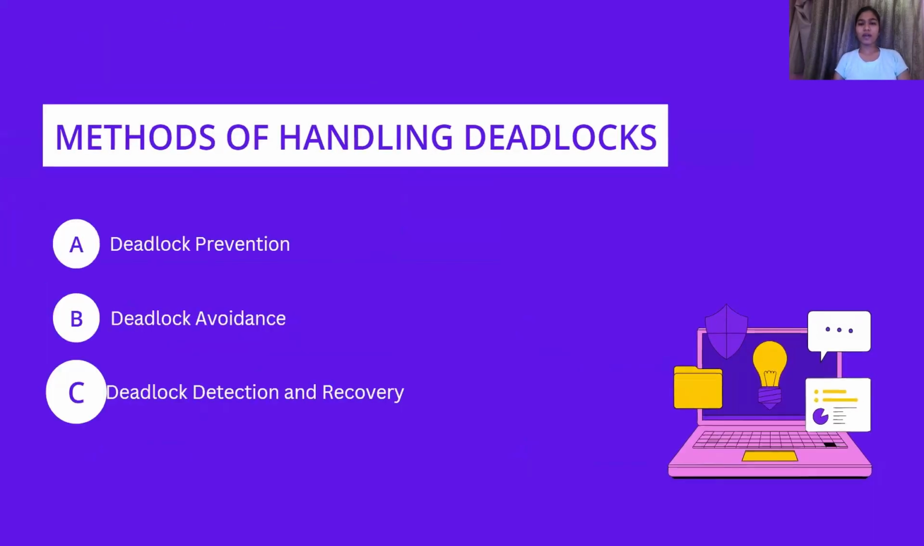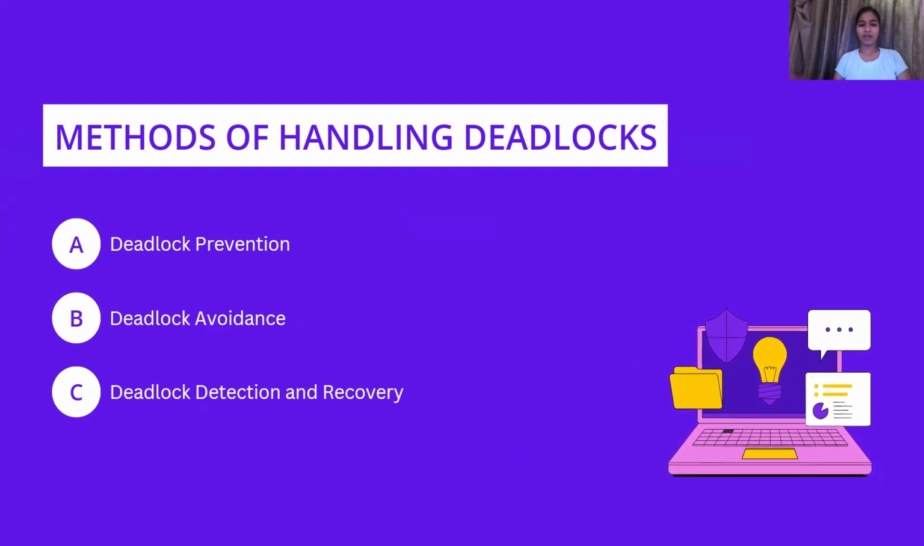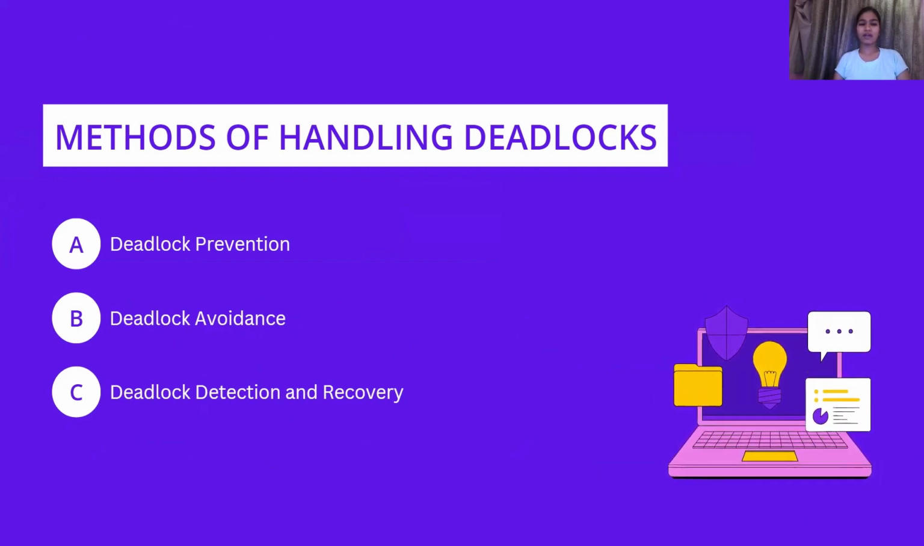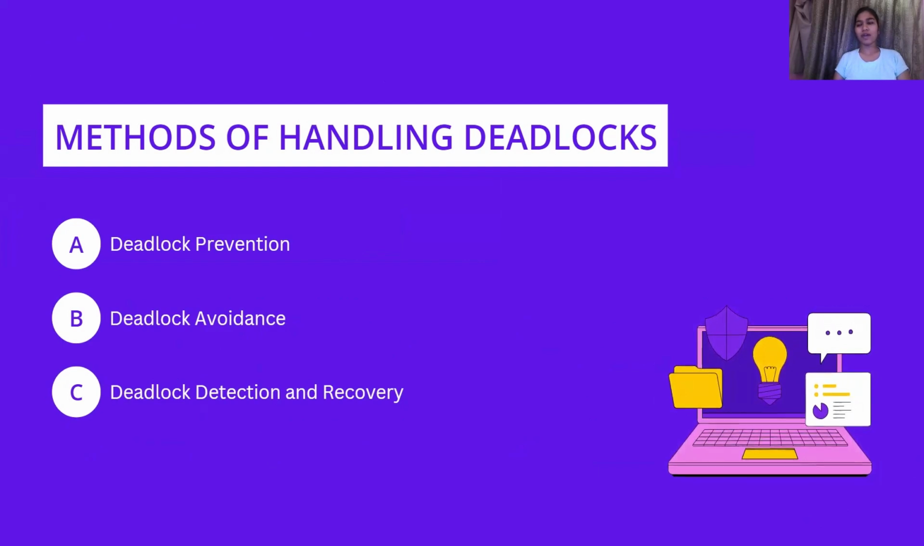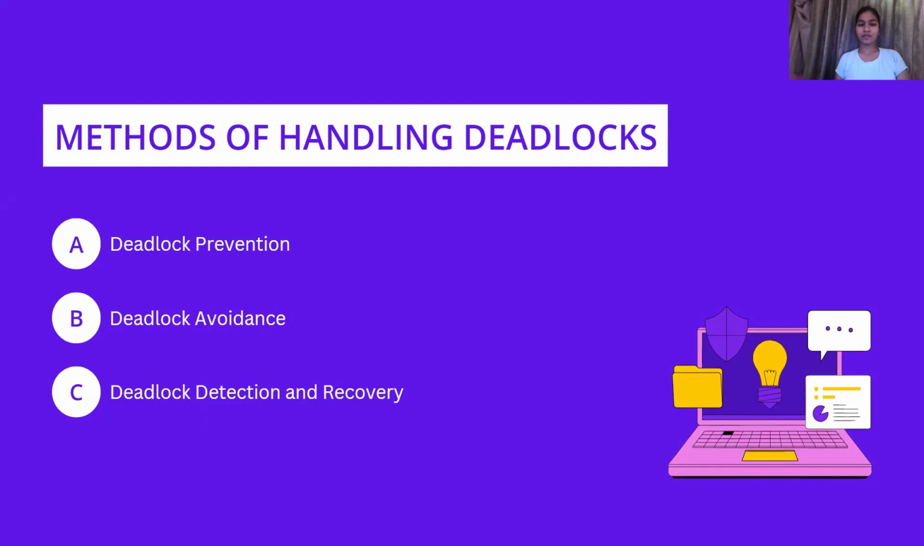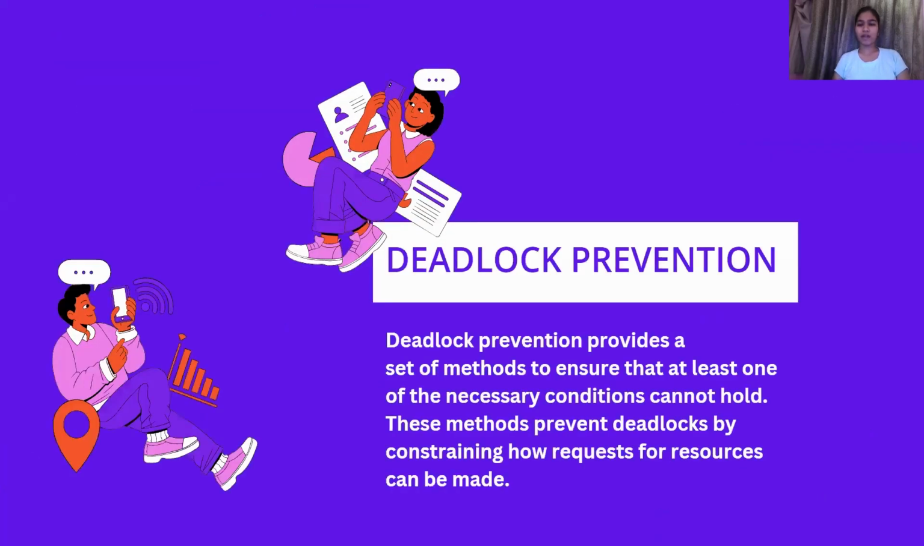It is important to handle deadlock. There are some methods of handling deadlocks. First, deadlock prevention. Second, deadlock avoidance. And the last, deadlock detection and recovery. Now, let us understand these handling methods of deadlock one by one. First of all, we understand deadlock prevention.